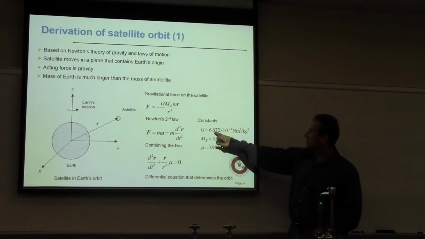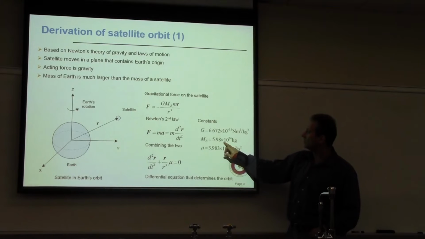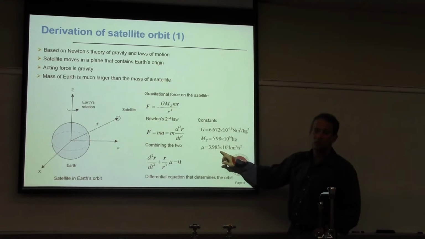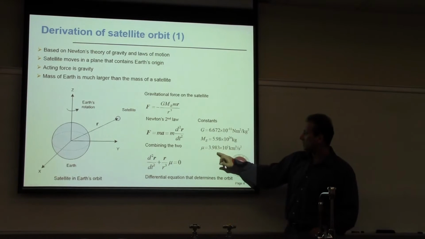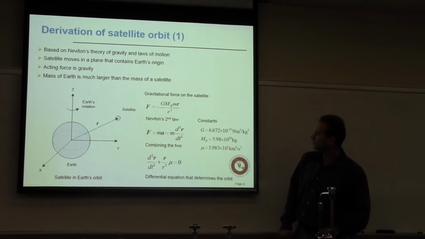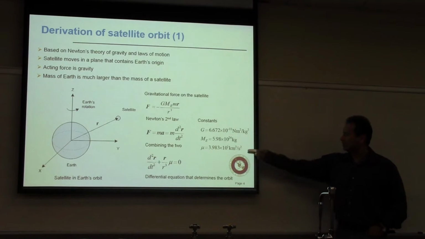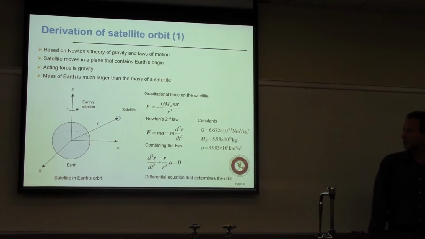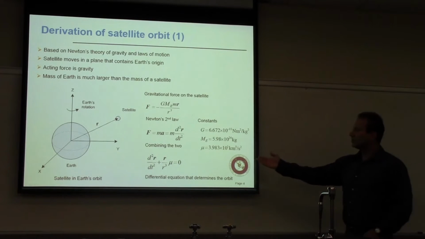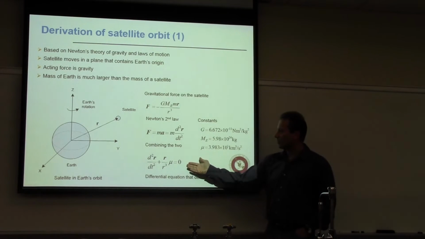Now, constants here: G is the universal gravitational constant, M_E is the mass of the Earth, and mu is what is called Kepler's constant. That's the one that Kepler determined. It is given here with appropriate units. So now, once you determine this, then you say, okay, what do I need to do?